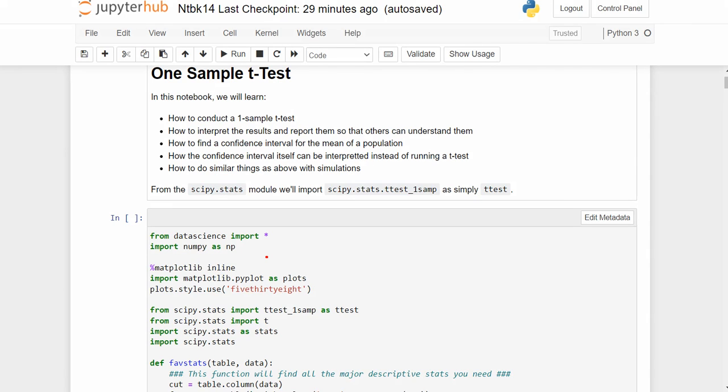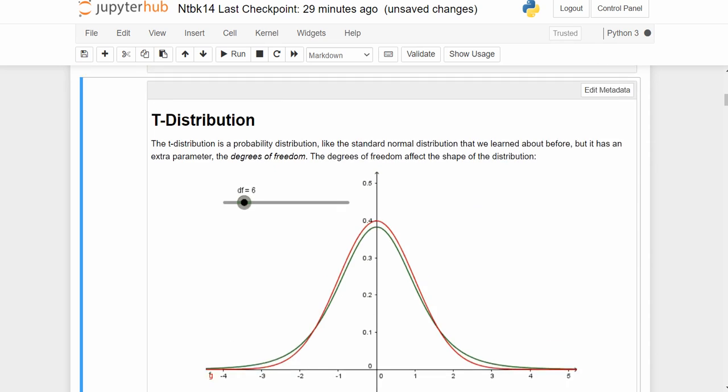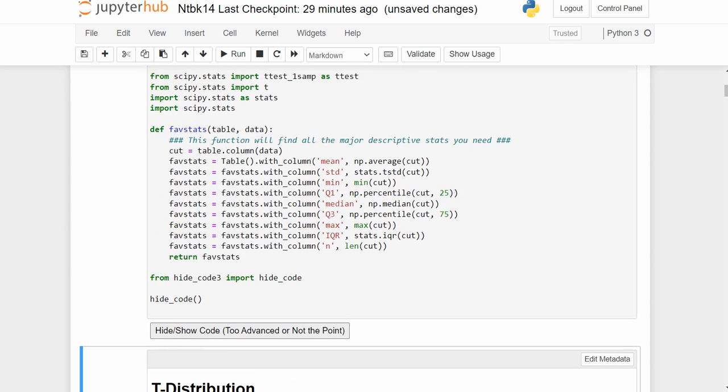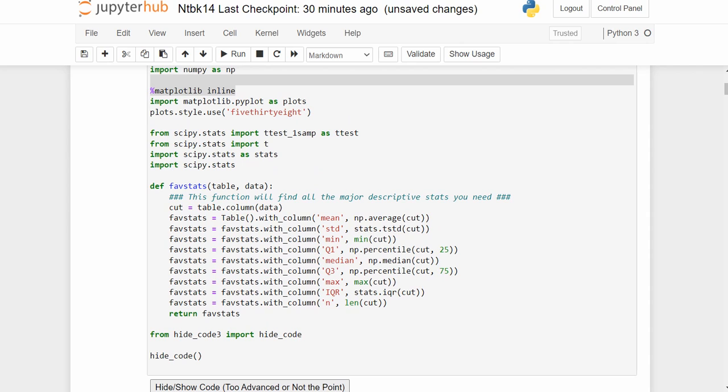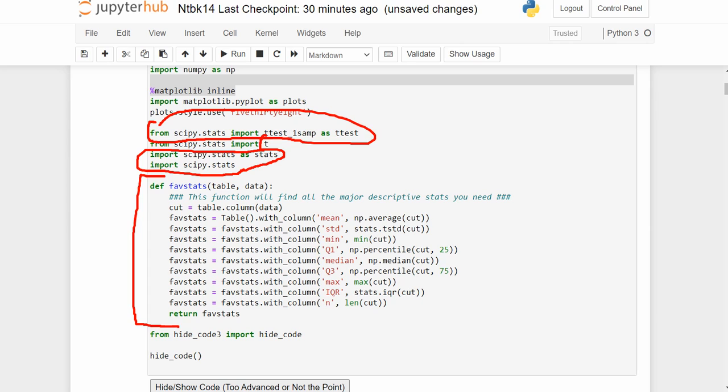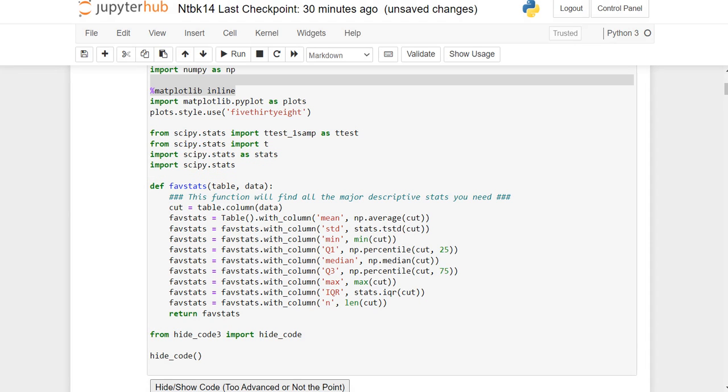You'll see that in the initialization block. Boom. And what are we doing? Well, this part defines a function called favstats that we'll use. But here's the part that is importing SciPy. And you can see the part up here that's importing the t-test. It's also importing t. Those are just the t-test tools that we're going to use in this notebook.